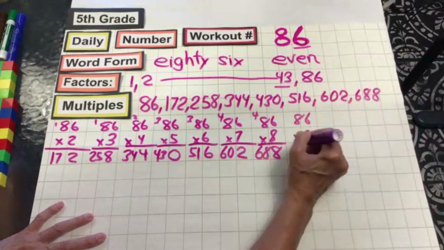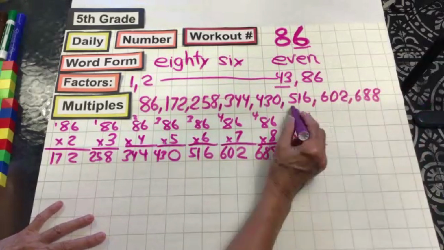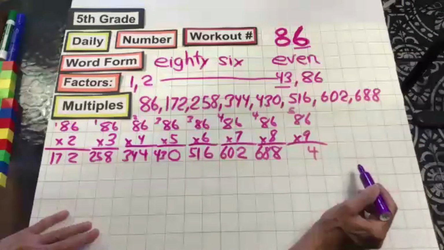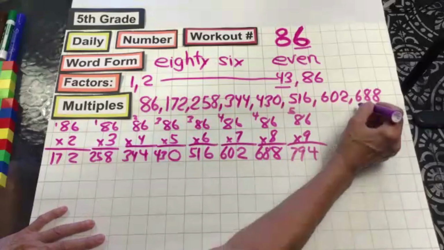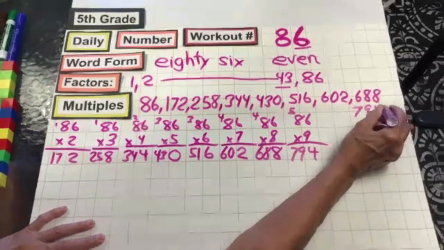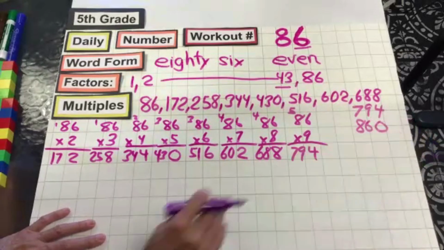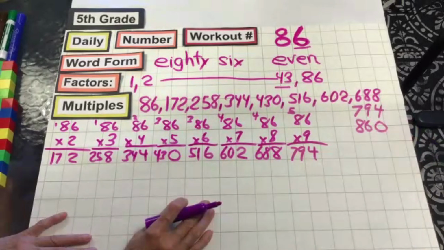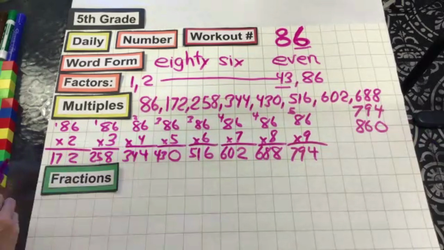86 times 9. 9 times 6 is 54. Drop the 4, carry the 5. 9 times 8 is 72 plus 5 is 79. 794. And 10 times any number is that number with a 0 in the ones place. Boom, we're done with our multiples of 86. Let's move on to our fractions, percents, and decimals.